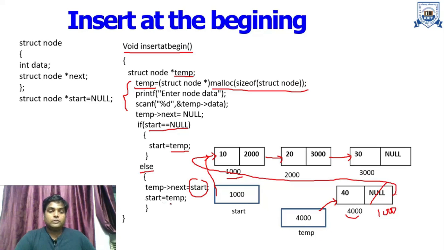So now the temp value will be provided to this start. Now what is the value of start? Start is 4000, and now this start variable is pointing to this particular node. So in this way, a particular node is inserted at the beginning of a particular linked list. This is the way through which we can perform insert at the beginning.